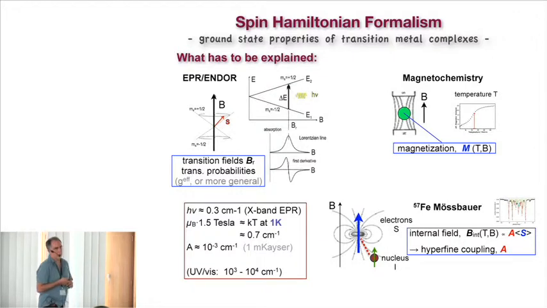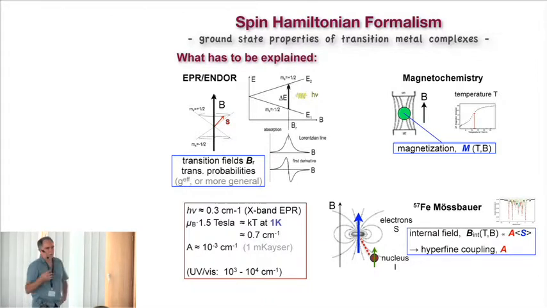And in iron 57 Mössbauer spectroscopy with applied fields, we will have a nucleus which is the reporter of our system, and that nucleus will feel a field which comes from the magnetic moment of the electrons in the open shells of iron in corresponding oxidation states. So all these methods are ground state methods, and we have to describe this magnetic behavior of these systems in terms of such a Spin Hamiltonian theory.